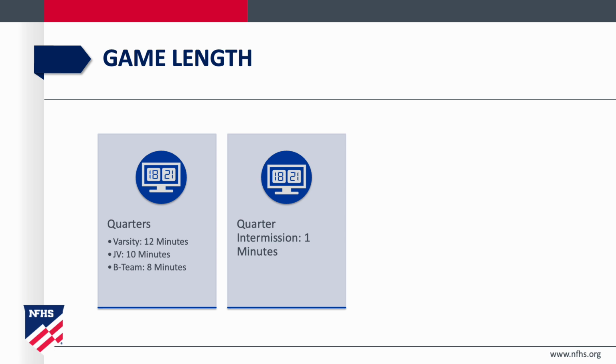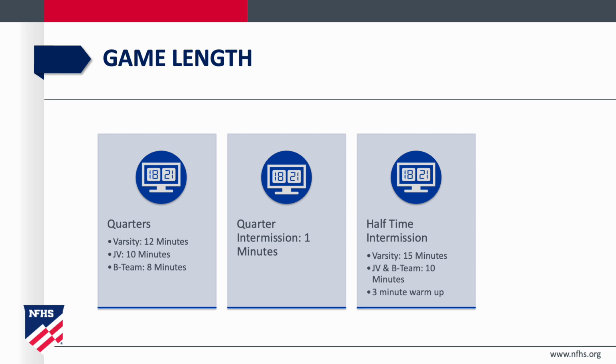During this time, officials should flip the chains to the other side of the field and make sure we start the quarters with the teams going in the opposite direction. A normal varsity halftime is 15 minutes. However, it can be extended up to 20 minutes for special occasions such as senior night or homecoming.